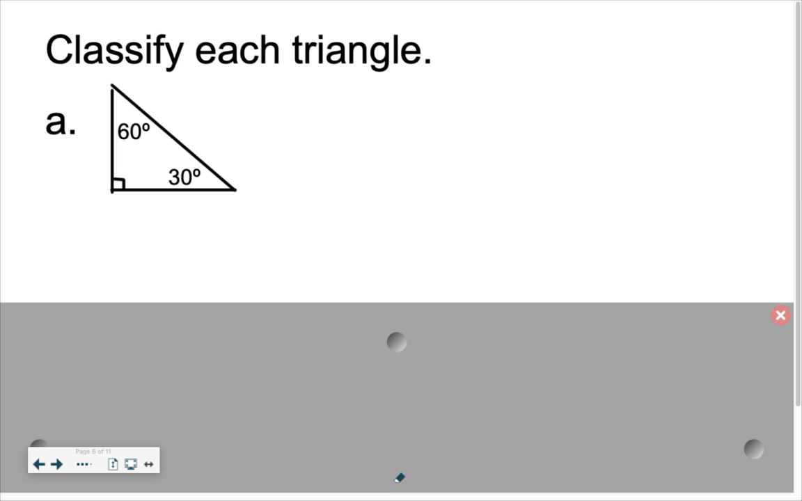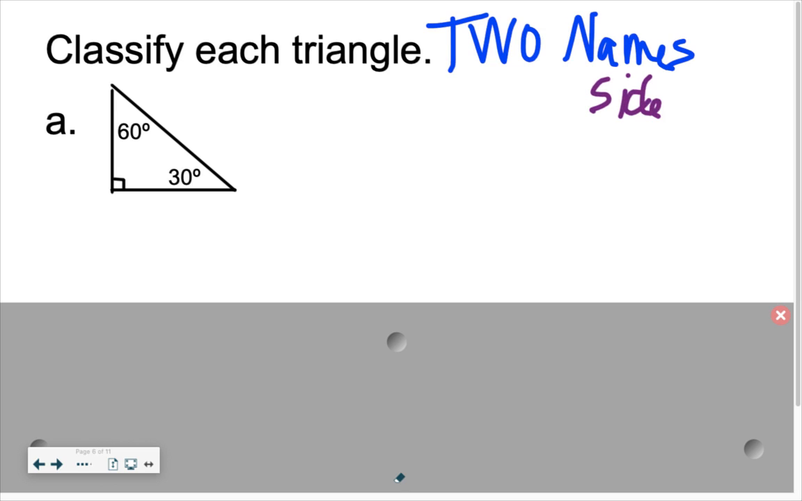So again, when instructions say to classify, please put down here that we need two names. When it says to classify, all you're going to do is look at the triangle and you need two names. Everybody say two. You need two. Two names. So one of them has to be by the sides. So we're going to name one by the sides. And then one has to be by the angles. So here we go. You can start with whichever one you want. I'm going to start with the sides because that's how I did this note.